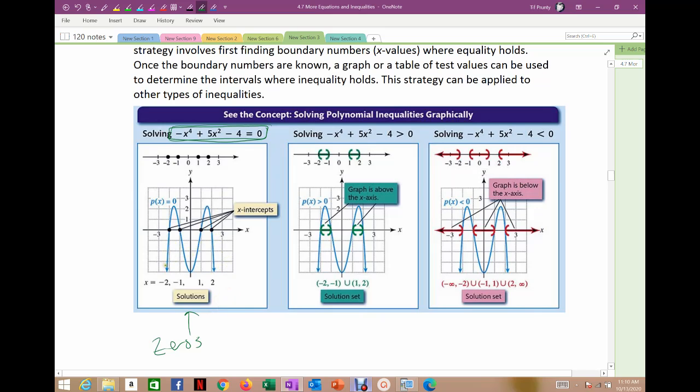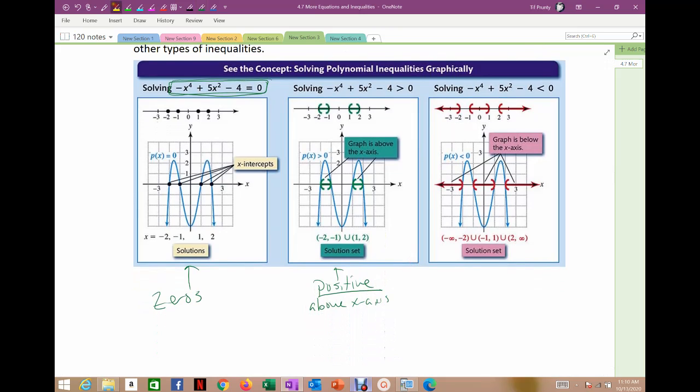Between the boundaries is where it's either positive or negative, and we did both cases here. This is the case where it's positive. It's positive when it's above the x-axis. In this case, it's above the x-axis between -2 and -1, and between +1 and +2. That's where it's positive, where it's above the x-axis. So that's the answer in that case. We're looking for when it's positive, again, where my function is greater than 0.